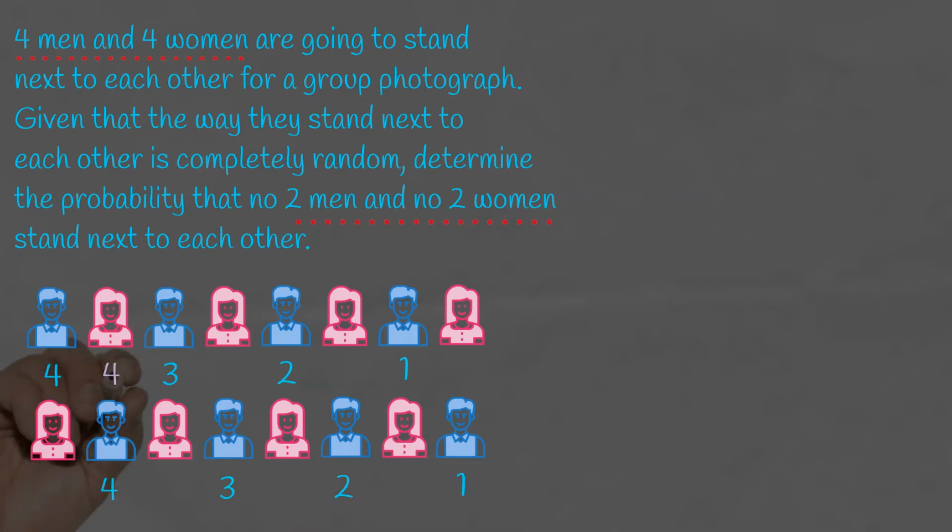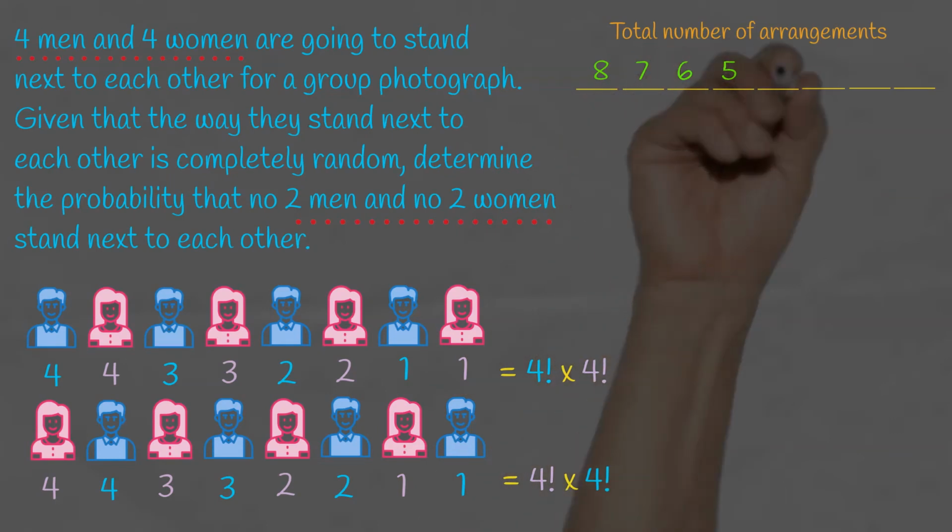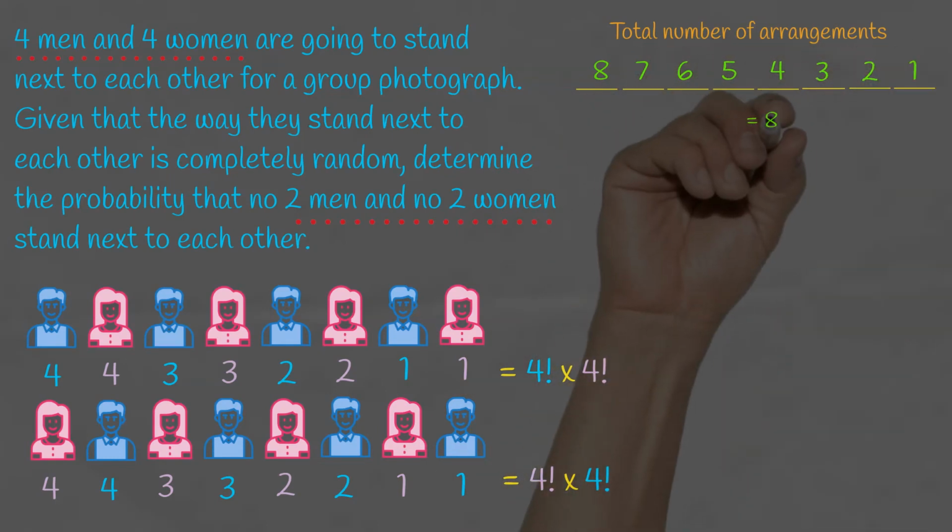We have 4 women to choose from for the first woman, only 3 women left to choose from for the second woman, and so on. So this is the same as saying 4 factorial times 4 factorial. Now the total number of arrangements is 8 factorial, as we have 8 people.